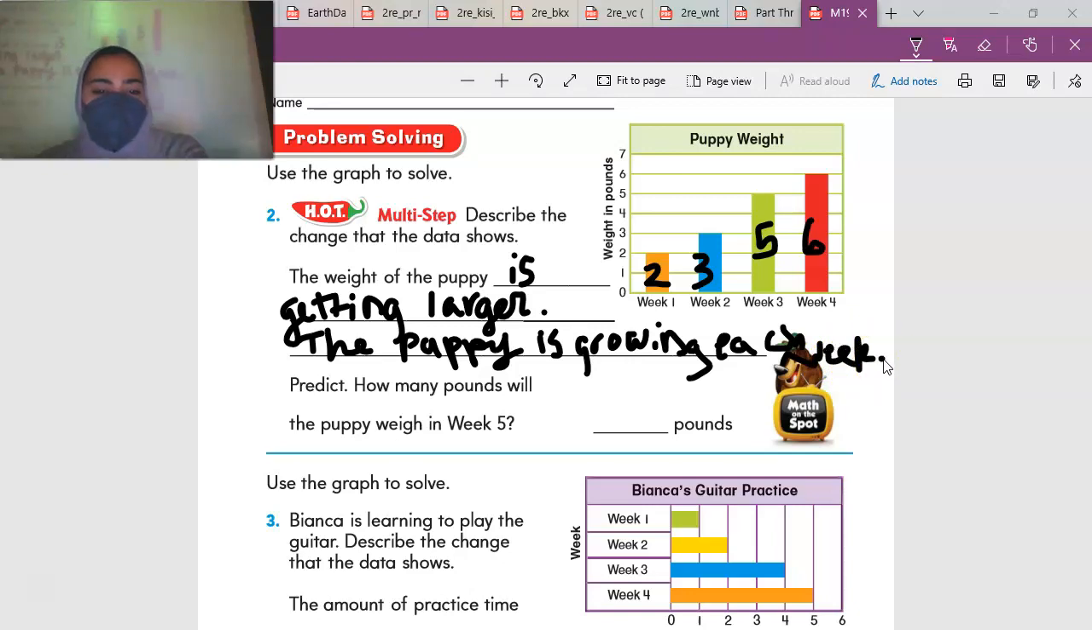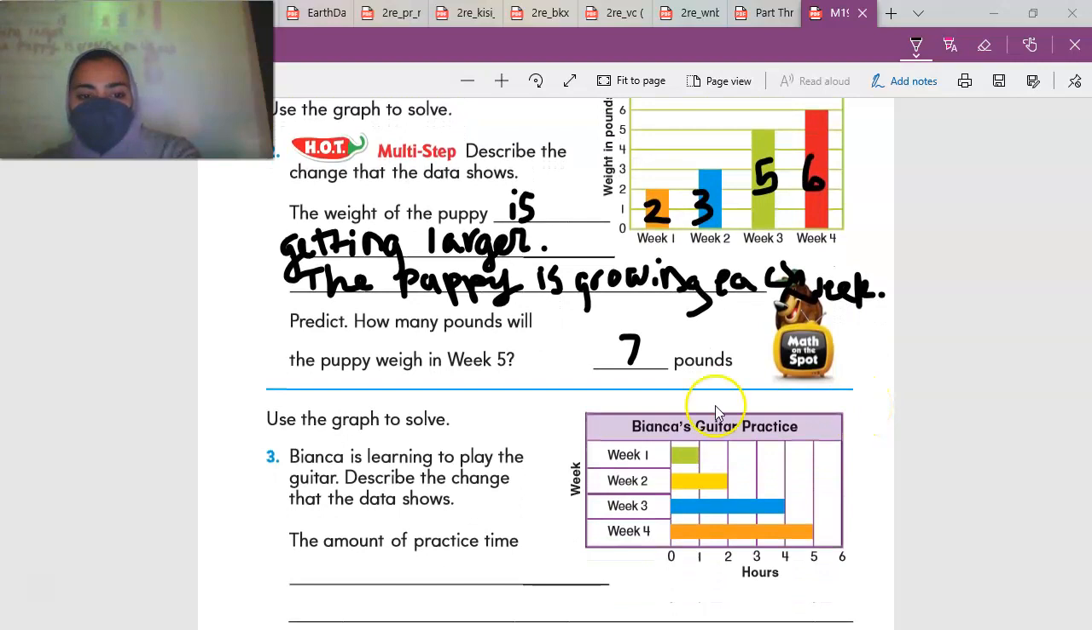All right, predict how many pounds the puppy will weigh in 5 weeks. That's probably 7. Maybe 7 or 8. Very good. If you have a question, what happens to your hand? Raise it. If you have a comment, what happens to your hand? If you have an answer, what happens to your hand? Thank you. That's 2 laps. All right. So, 2, 3, 5, 6. And Mariah, how much will the puppy weigh in 5 weeks? About 7 pounds. Very good.